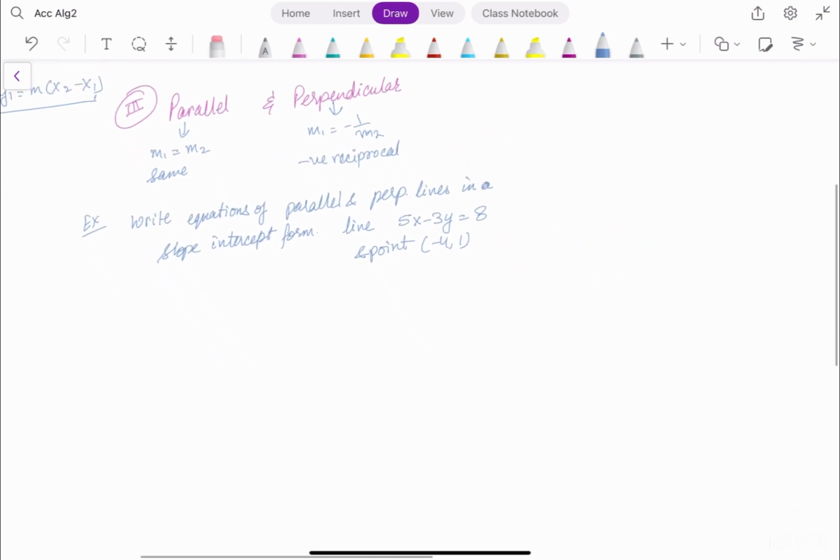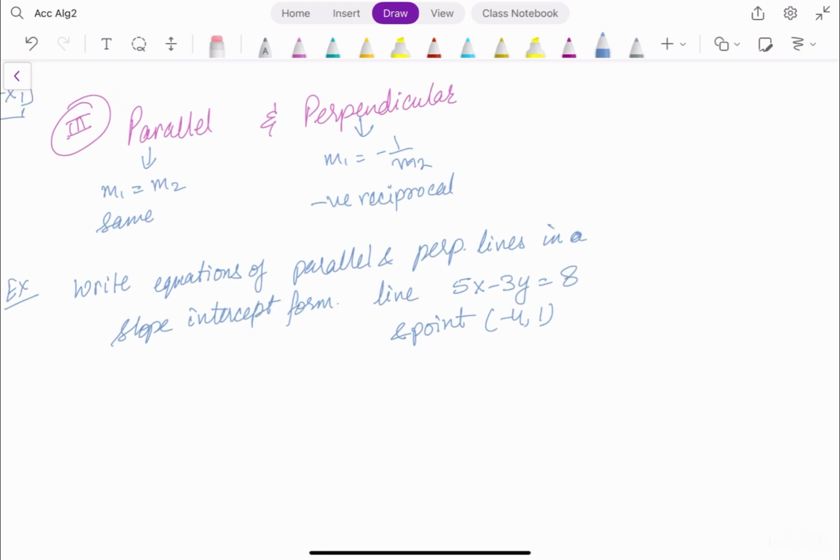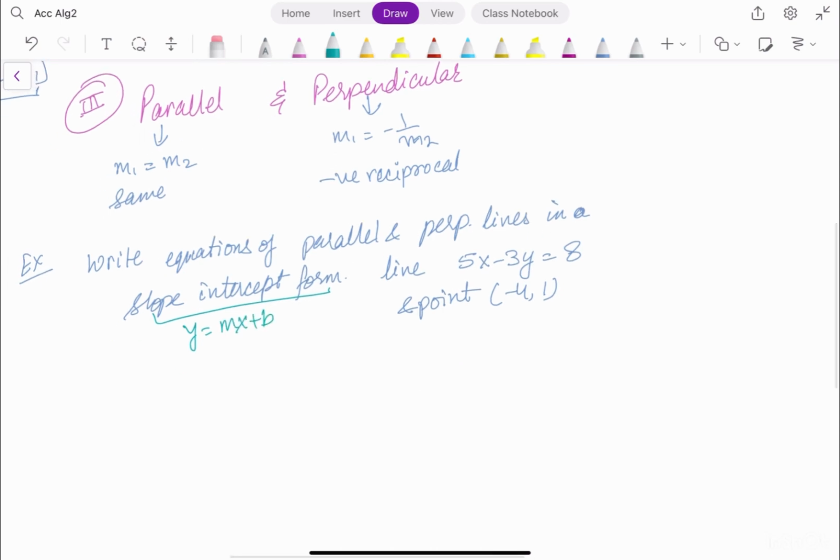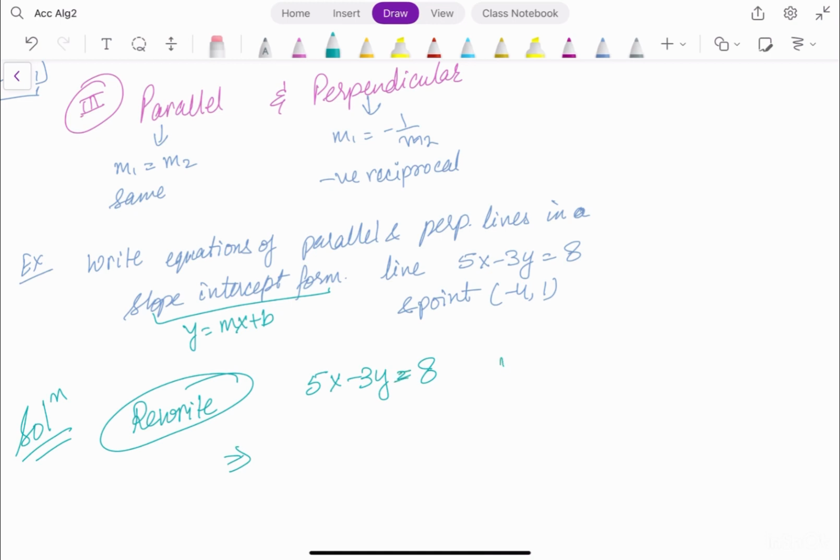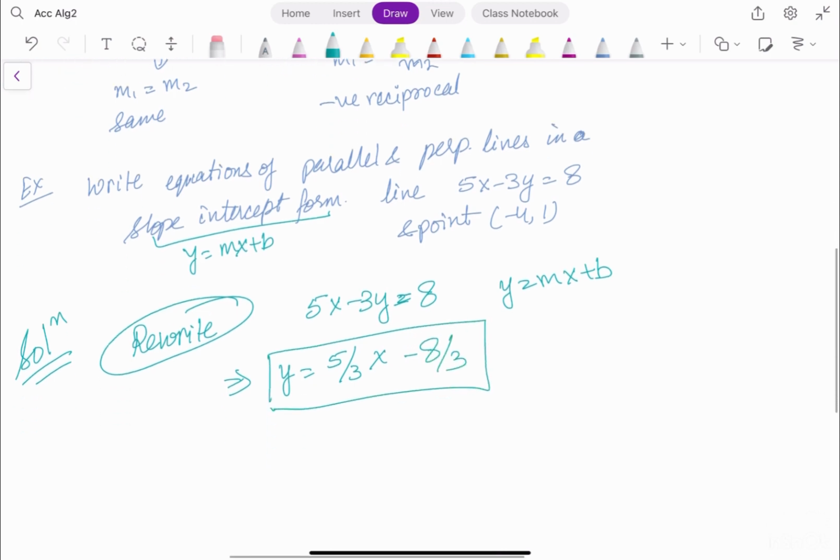Before we write the equation of these lines, let's rewrite the given line into y is equal to mx plus b. So remember, slope-intercept form is y is equal to mx plus b only. So when we rewrite 5x minus 3y is equal to 8, we should get y is equal to 5/3 x minus 8/3 because we are dividing both sides by -3.